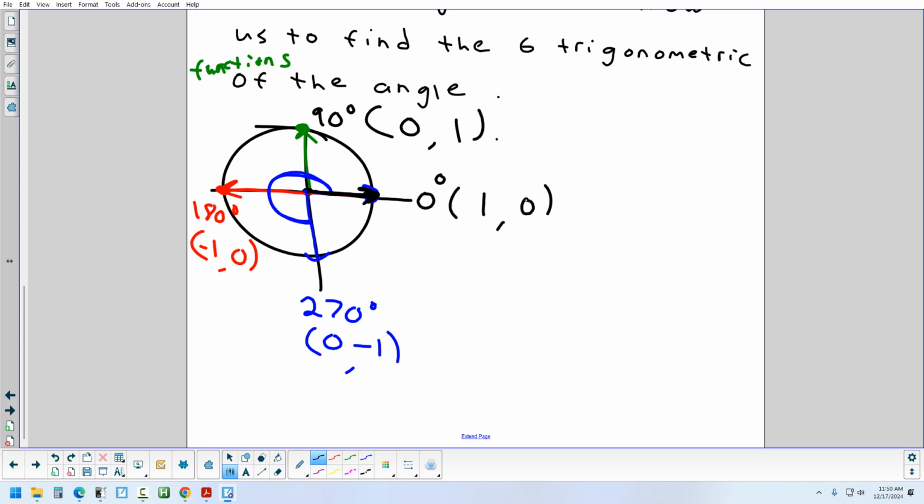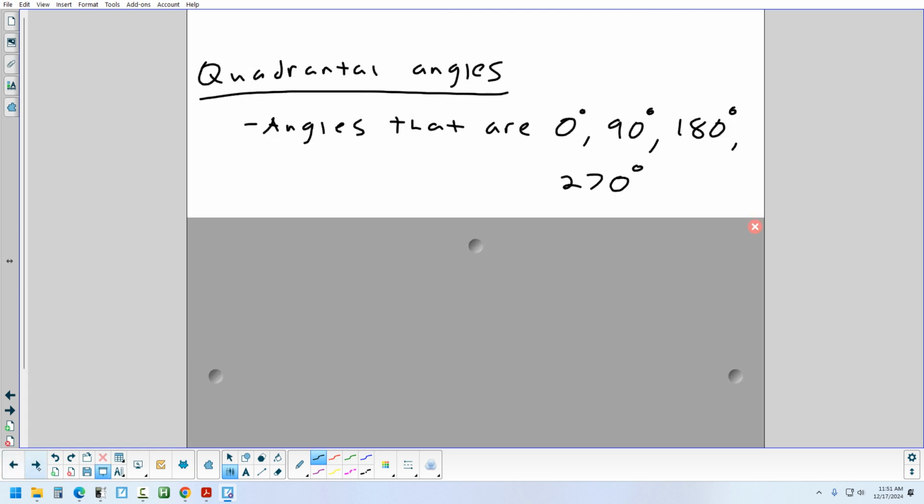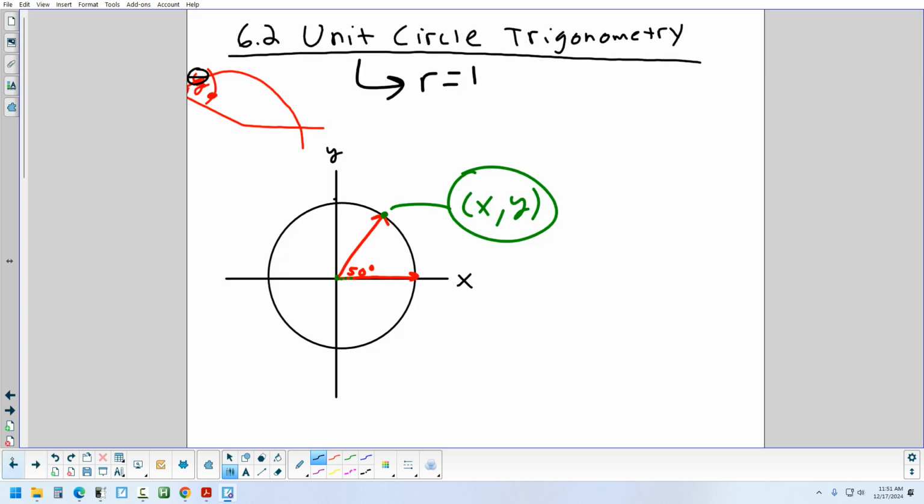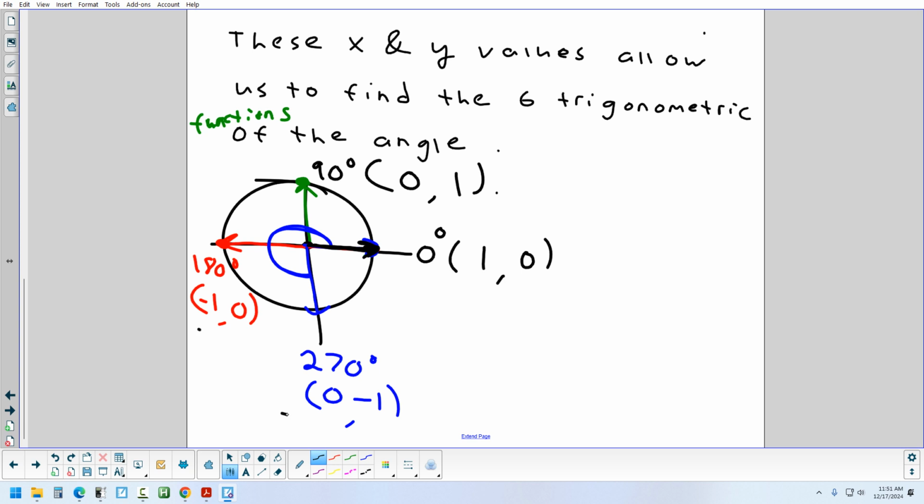1, 0. Yep. So those 4 angles are what we call the quadrantal angles. And those are the coordinates for them. I say that right here. So quadrantal angles are 0, 90, 180, and 270. They are the easiest coordinates to find on the circle. They all have a 0, and it's either a 1 or a negative 1 with it. So any question on how we got those 4 coordinates?